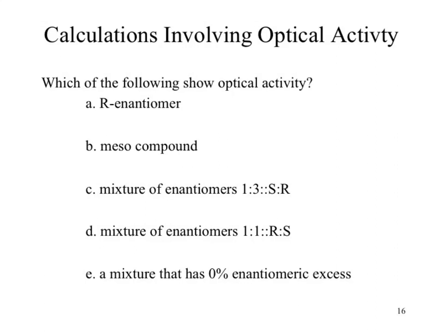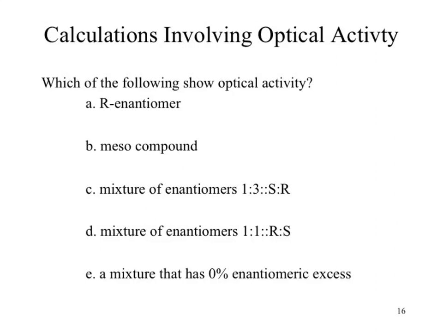Which of the following show optical activity? A, R enantiomer. Should we see optical activity? R means that I have a chiral molecule, and I only have one version of the chiral molecule. I do not have its mirror image. Do I see optical activity? Yes. The plane of polarized light comes in, sees that R molecule, and it rotates some direction. We don't know whether it's positive or negative, but it will rotate.